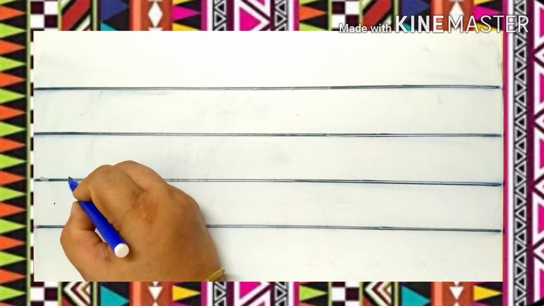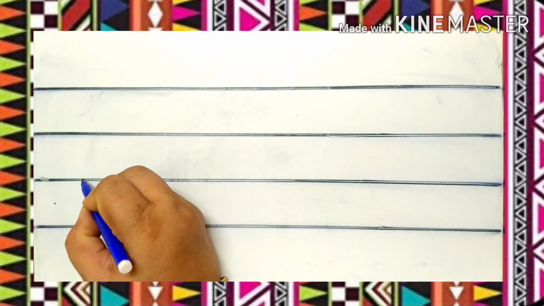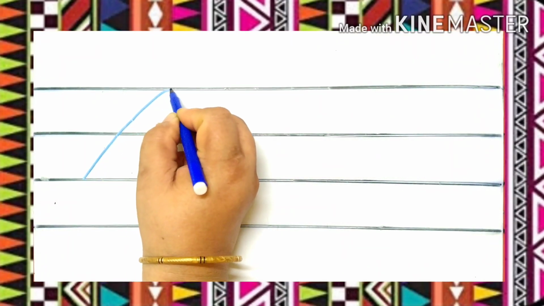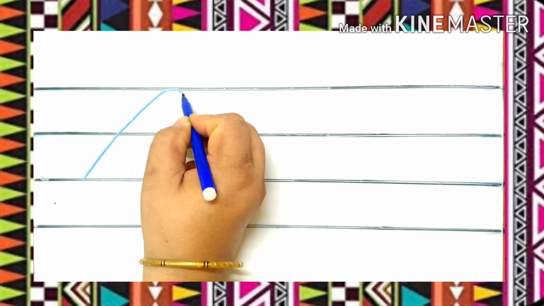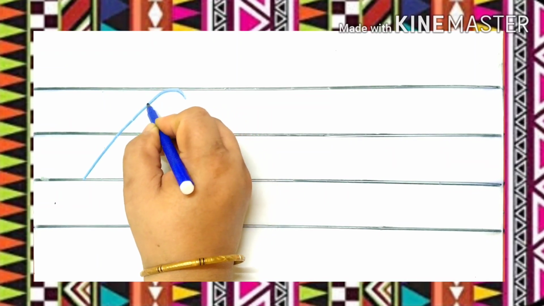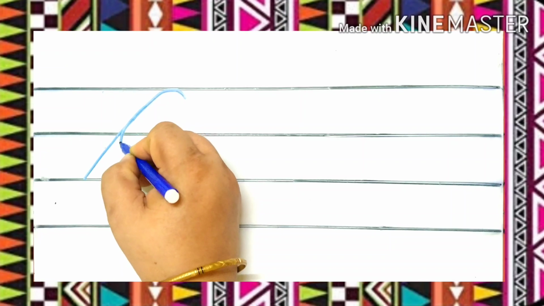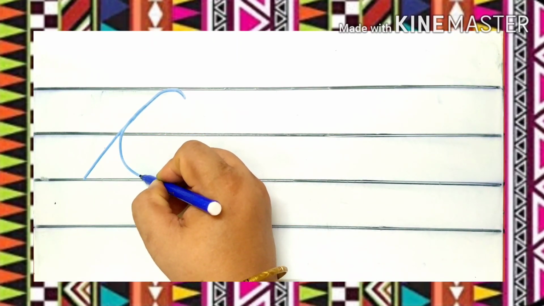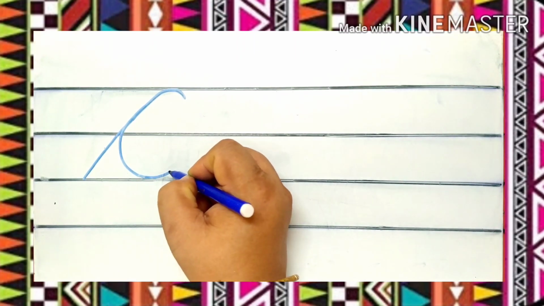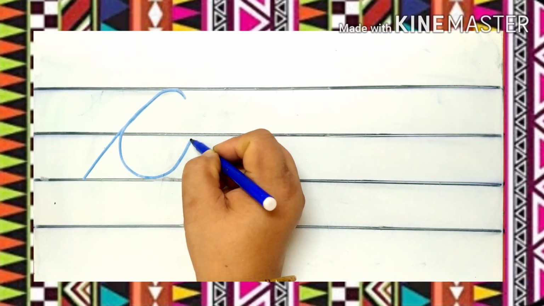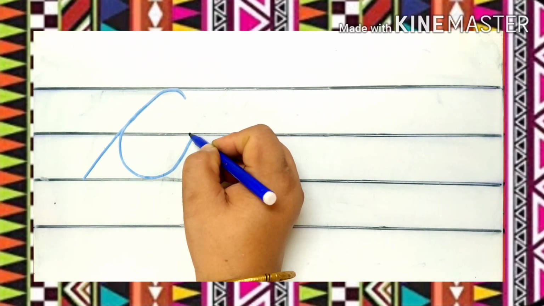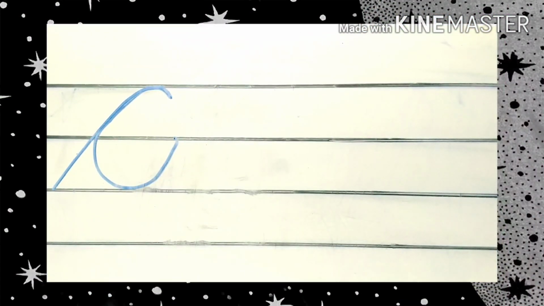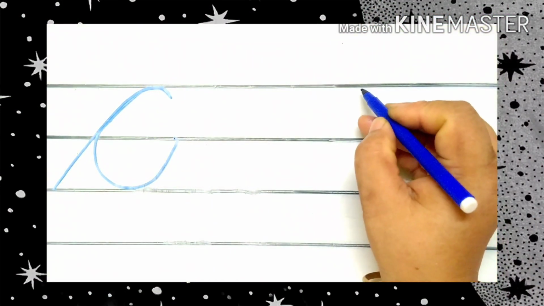Next letter is C. Put your pencil on the third line. Make a slant line. Curve it and drag your pencil like this. Curve it towards the right and touch it to the second line like this. This is C.